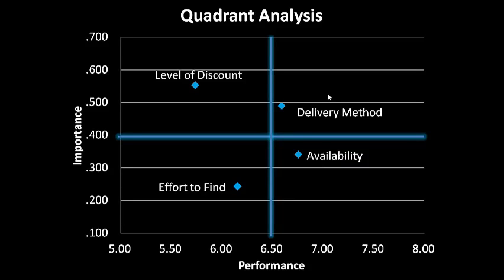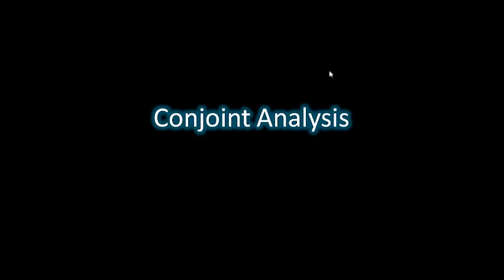And to do this, we put this into a quadrant analysis, and it places attributes in an area based on their performance and importance. As you can see here, level of discount is a major weakness, once again. But on the positive side, a major strength is delivery method. This is something we need to focus on to maintain our customers.